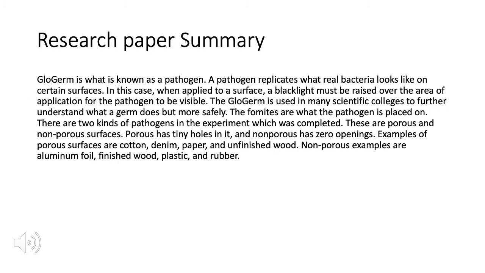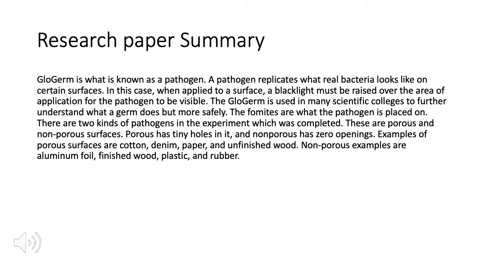Glow germ is what is known as a pathogen. A pathogen replicates what real bacteria looks like on certain surfaces. In this case, when applied to a surface, a black light must be raised over the area of application for the pathogen to illuminate and light up on your skin. The glow germ is used in many scientific colleges to further understand what a germ does, but in a safer manner. The fomites are what the pathogen is placed on, such as certain surfaces.